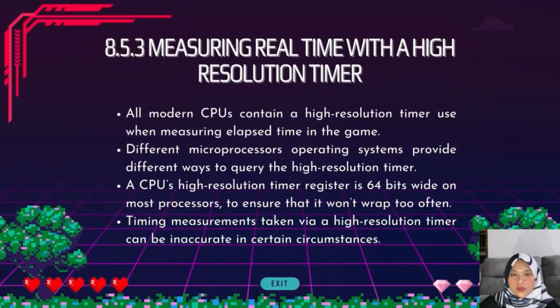So I will continue to explain chapter 8.5 completely. All modern CPUs contain a high resolution timer. Different microprocessors and OSes provide different ways to create the high resolution timer. A CPU high resolution timer register is 64 bits to ensure that it will not wrap too often, and timing measurements taken via the high resolution timer can be inaccurate in certain circumstances.